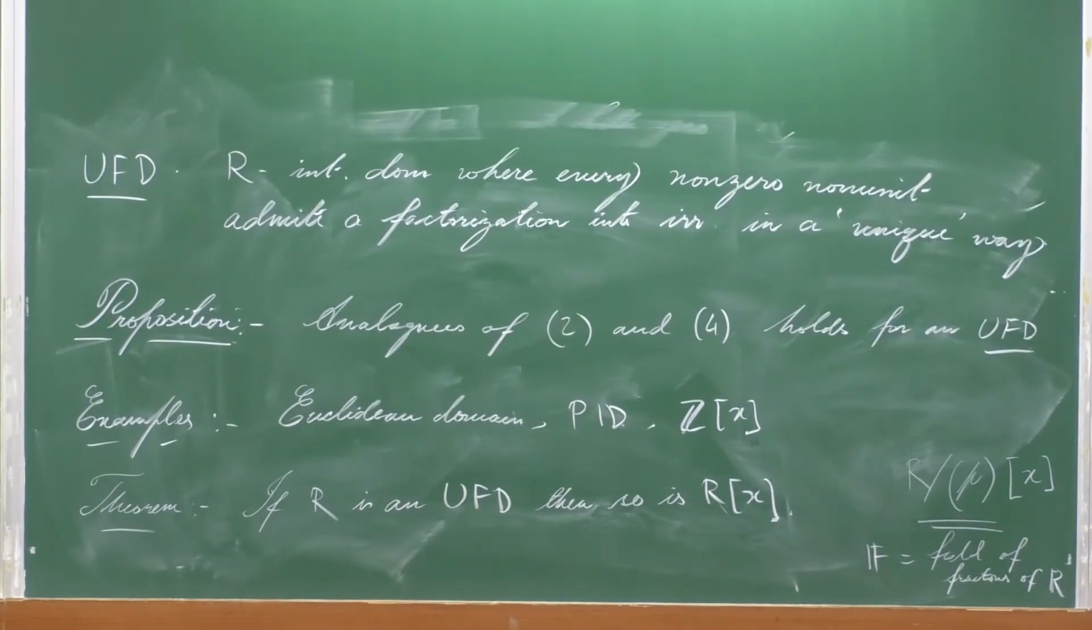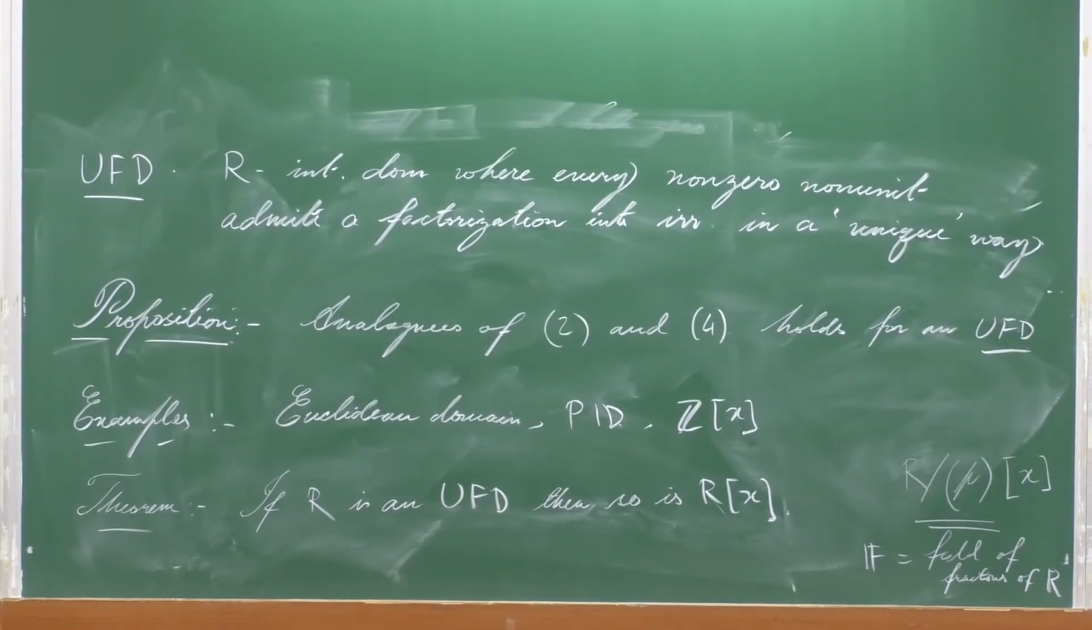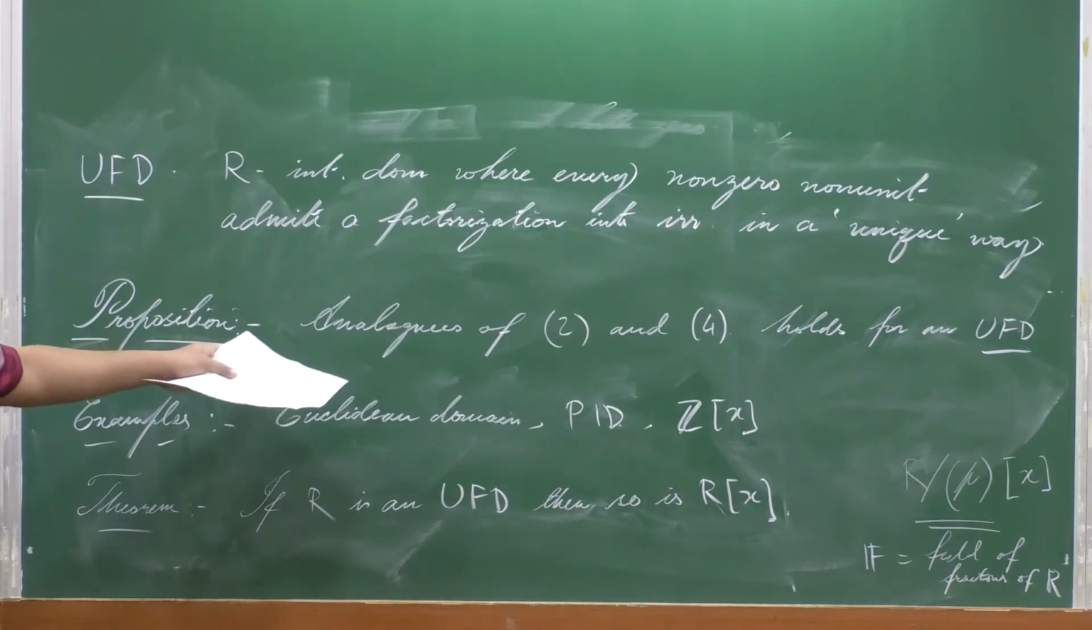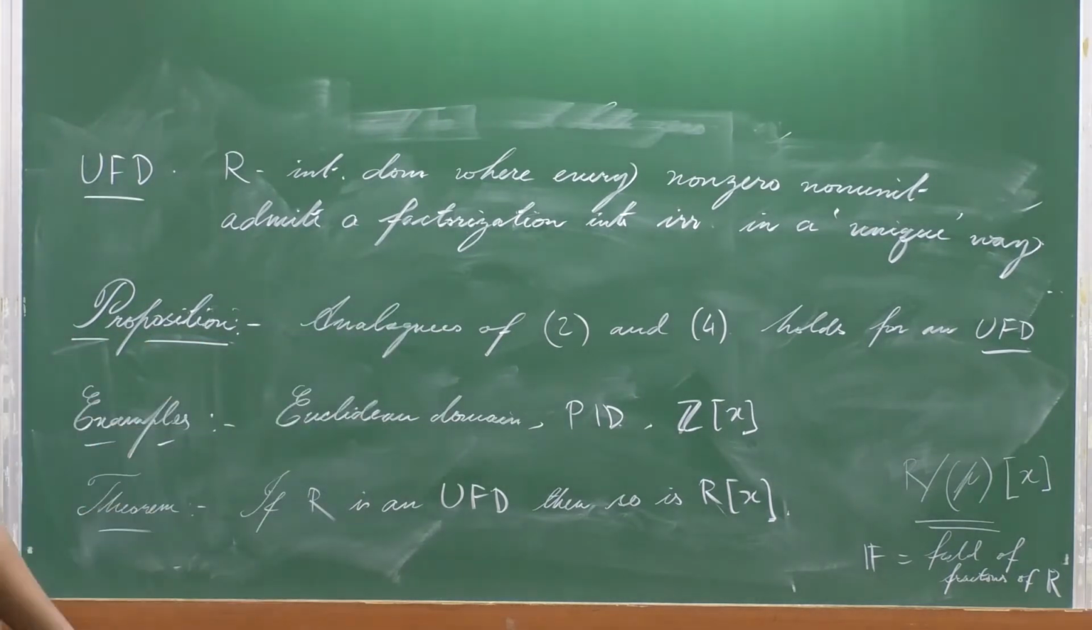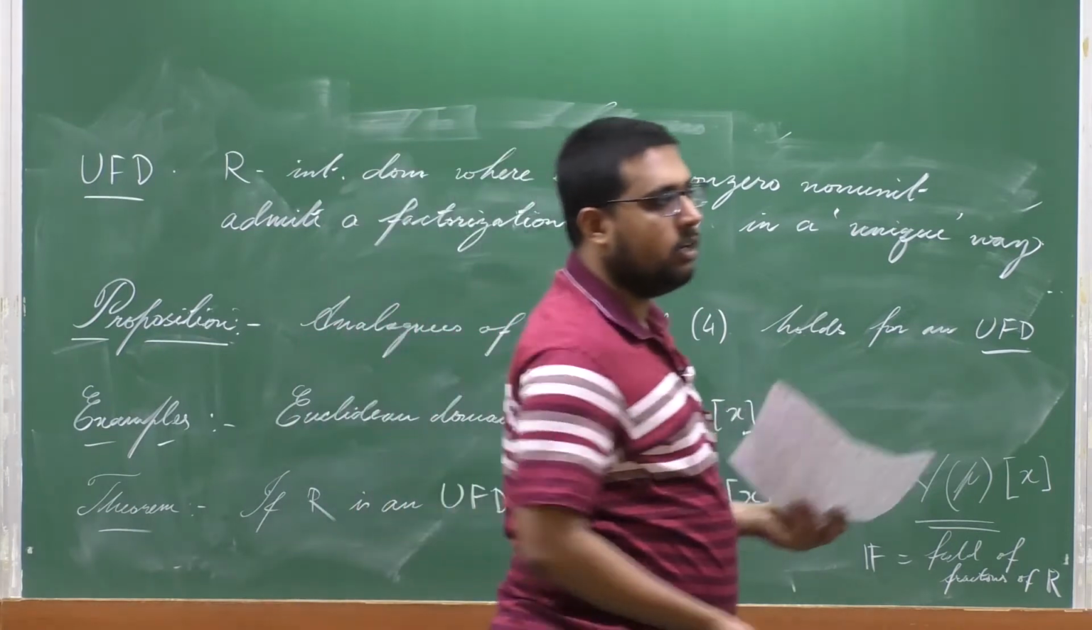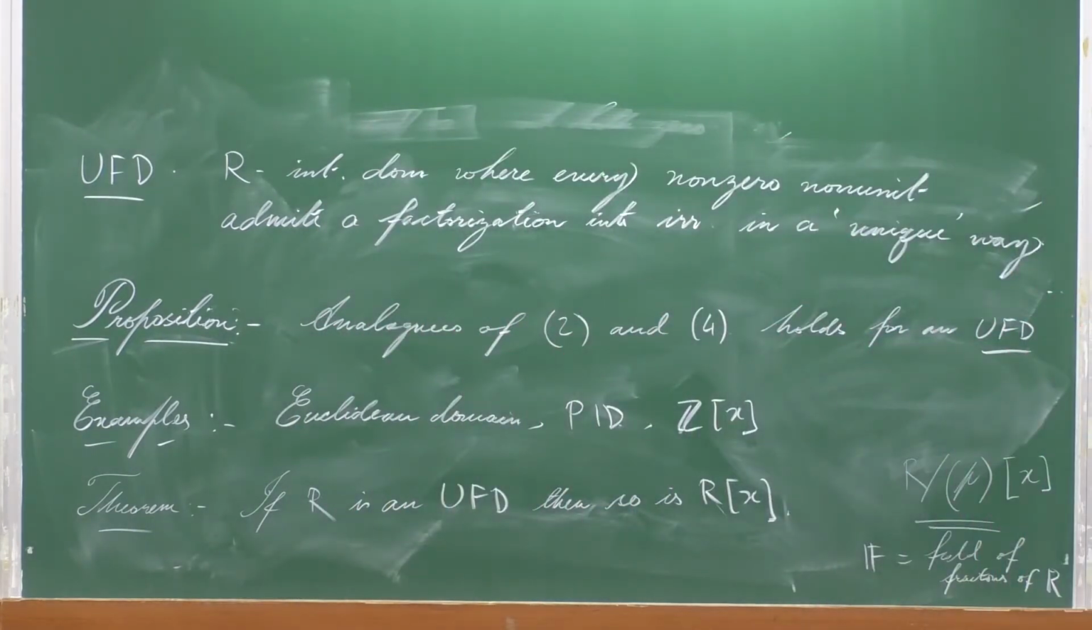So in general, it's actually difficult to show a given integral domain is a UFD. That's not so easy. However, sometimes, for example using this proposition, it becomes actually easy to show the given integral domain is not a UFD. Okay, so let me now give the examples.